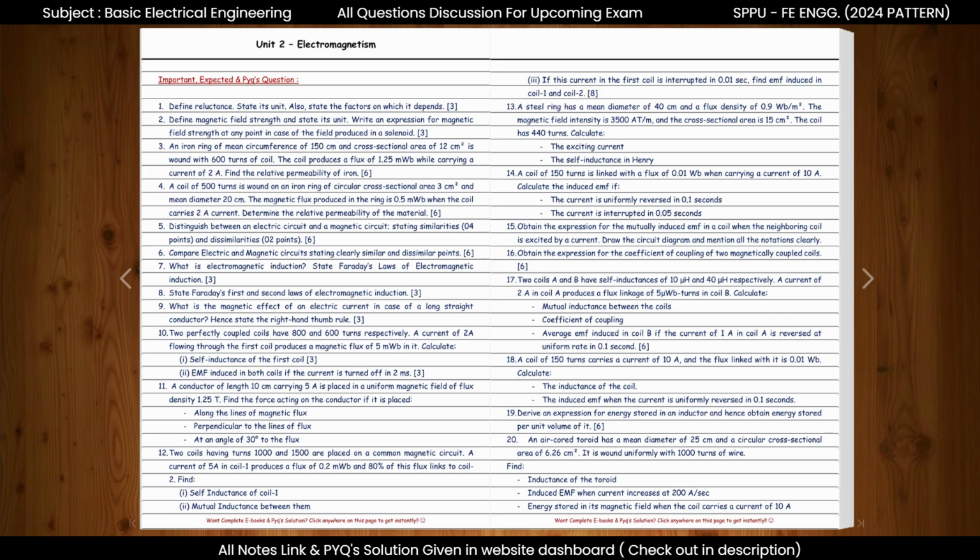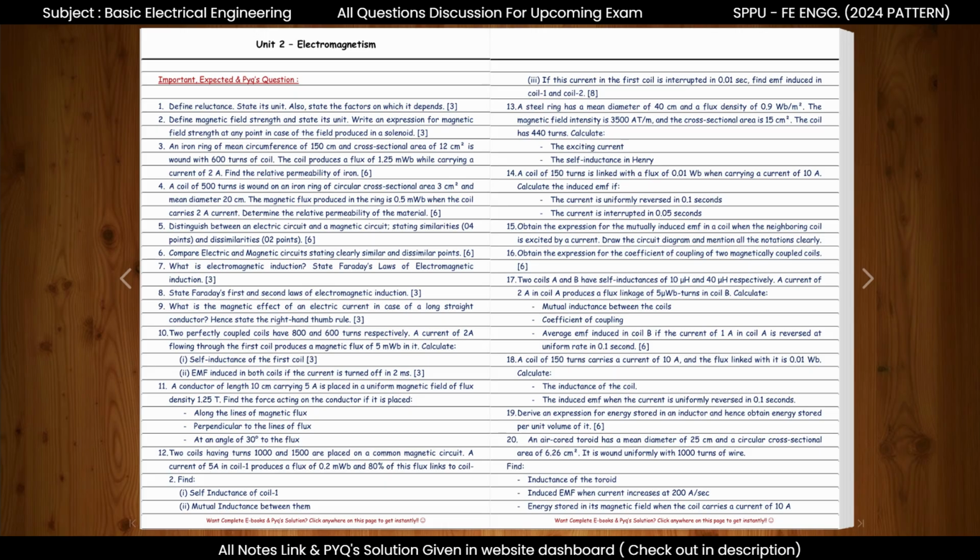Alright, let's move on to our next important topic, relative permeability. From this topic, we can expect questions such as, an iron ring of mean circumference of 150 centimeters and cross-sectional area of 12 square centimeters is wound with 600 turns of coil carrying a current of 2 amperes and producing a flux of 1.25 milliweber. Find the relative permeability of iron.